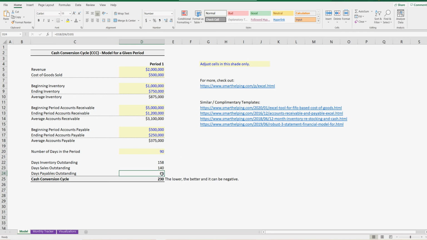And then finally, payables outstanding. It's looking at the cost of goods sold in the period and the average accounts payable in the period against the number of days. And it's saying here on average it takes 68 days to pay for inventory. And that's because if your average is 375,000, you had cost of goods sold of 500. That means that every 68 days you are paying for the 375,000.